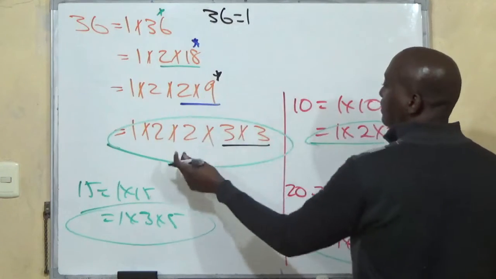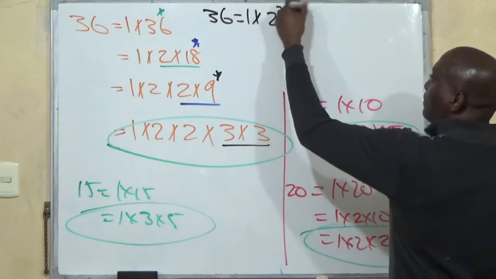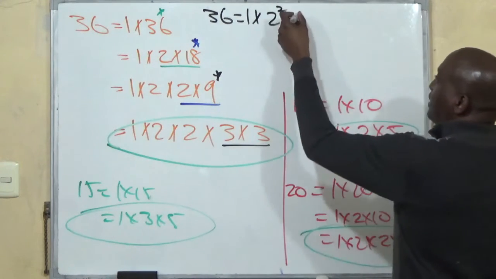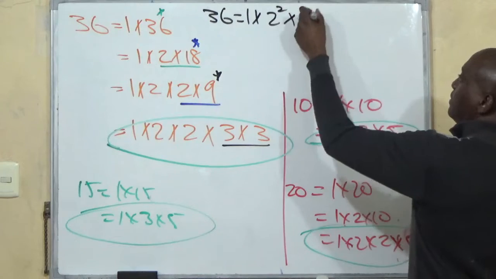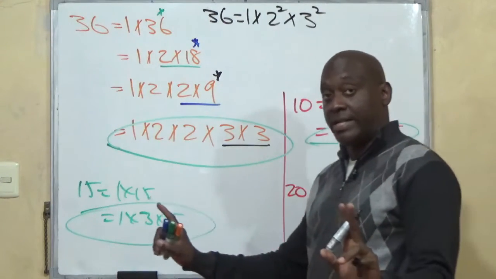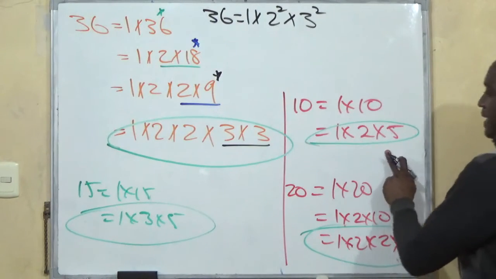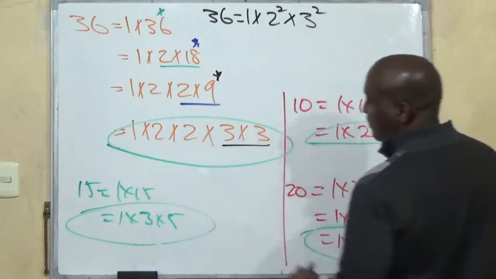2 by 2 is 2 to the power of 2, which is 2 squared. And 3 by 3 is 3 to the power of 2, which is 3 squared. We leave it like that. We wouldn't go further. 10 is 1 by 2 by 5, so we don't need that here. 15 is 1 by 3 by 5, we don't need that here.